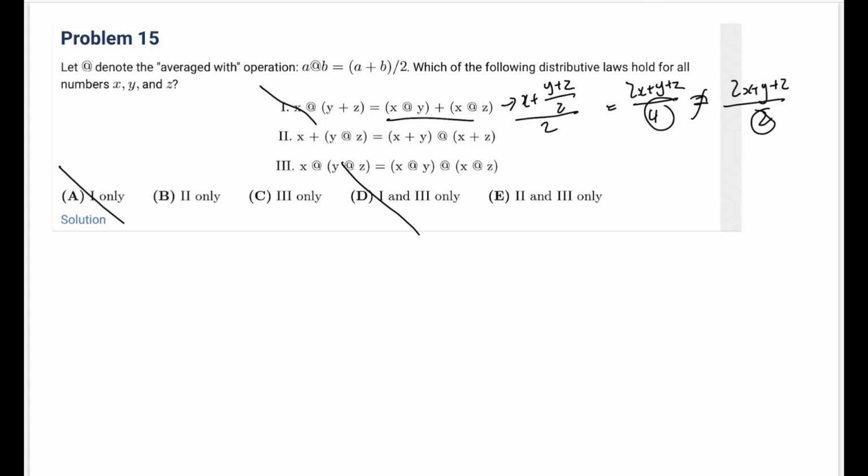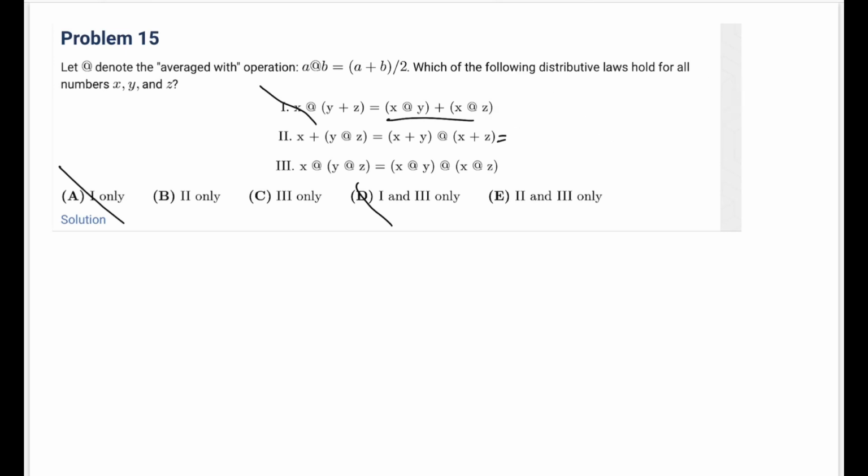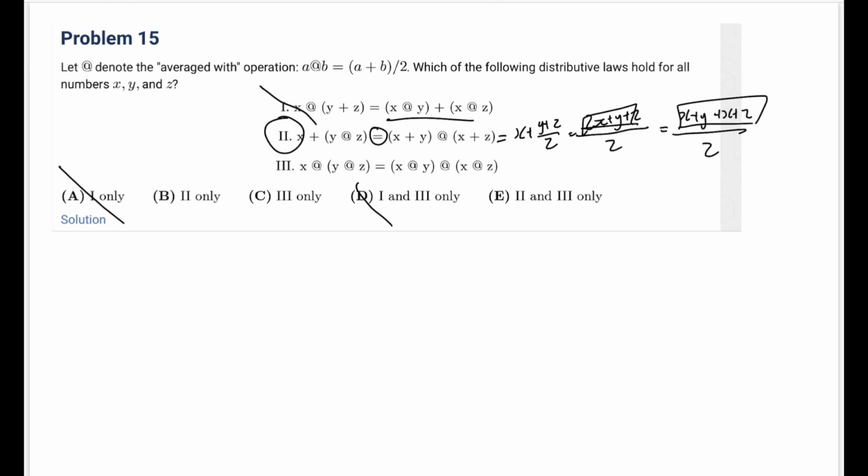And so the number 2, x plus y at z, so let's erase these. This will be x plus y at z is x plus y plus z over 2. This is 2x plus y plus z over 2. And then x plus y at x plus z, this is x plus y plus x plus z over 2. And then this is the same as this, right? And so these and these are the same, so 2 is right, and so it's one of B and E, it's not C.